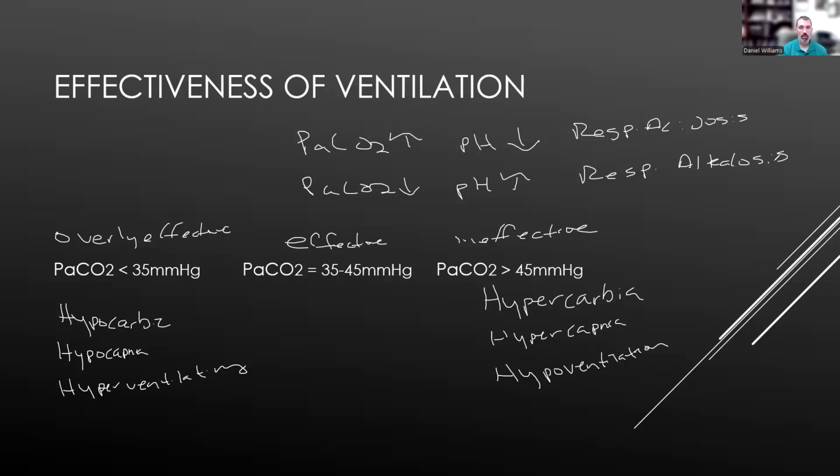So effectiveness of ventilation, CO2 35 to 45 millimeters of mercury. But ineffective, CO2 is going to climb up. You get into a hypercarbonic or hypercapnic state. If your CO2 is less than 35 millimeters of mercury, you get into a hypocarbonic or hypocapnic state, and then CO2 is lower than that. You're hyperventilating at this point. So we want to make sure that we have an understanding and appreciation for that.